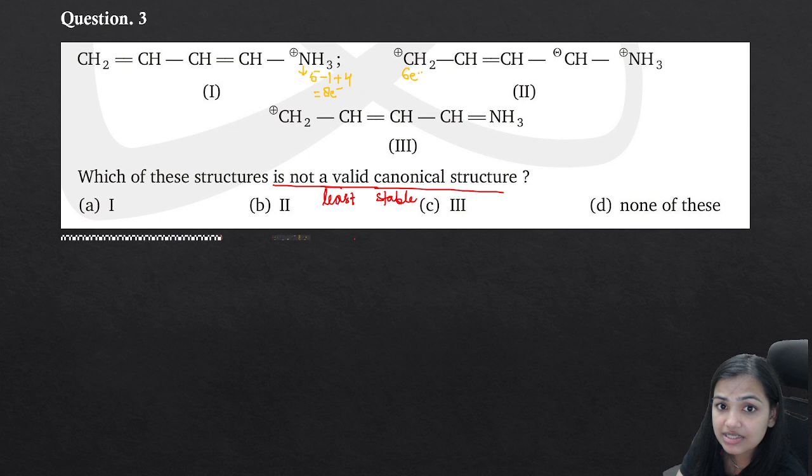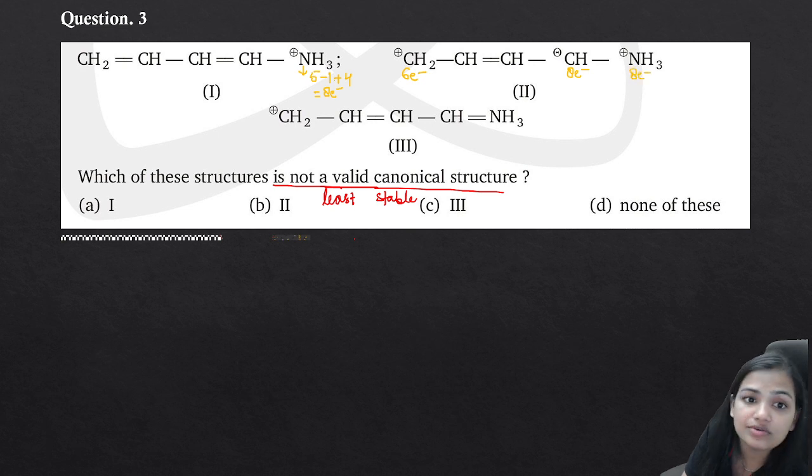Carbocations are usually 6 electron species. Here this carbon is an 8 electron species. The ammonium ion we just calculated is 8: 5 minus 1, 4, plus 4, that is 8. If you see there, this is again a 6 electron species. This carbon is 8, everyone is 8.